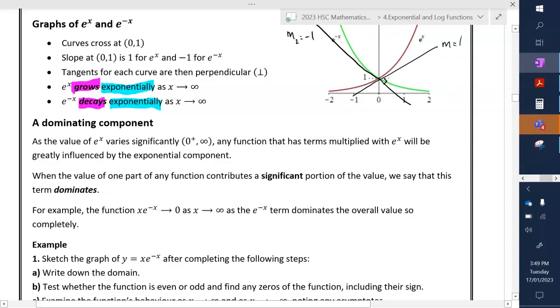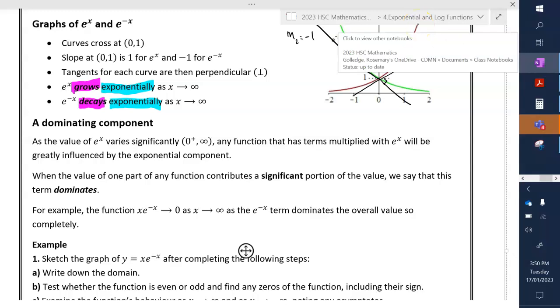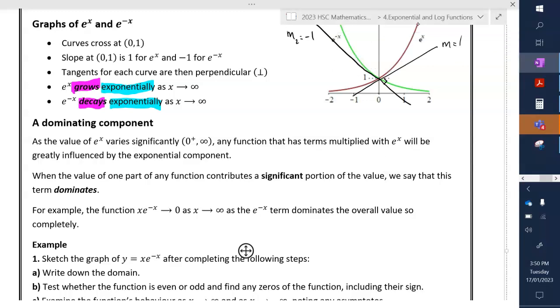Okay, let's have a look at the next little point down here. It's called talking about a dominating component. So as the value of e to the x varies significantly, as we're moving from 0 up to infinity, we get a lot of change in our graph. We're either getting really large or we're getting really small. So any function that is multiplied by e to the x will be greatly influenced by the exponential component. So basically, if we're multiplying anything by e to the x, that's going to take charge, and what we say is it basically dominates, and that's down here a little bit further, but e to the x dominates any other graph.